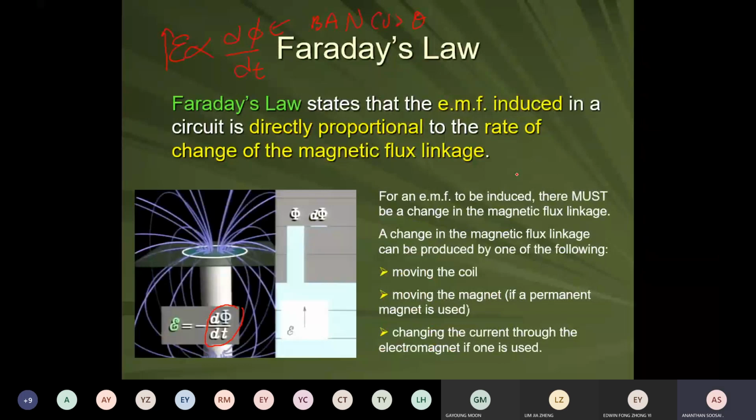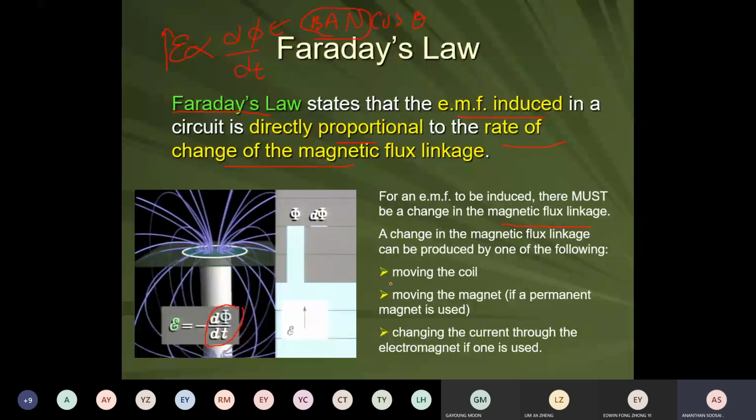So that's Faraday's law. Faraday's law states that the EMF induced is directly proportional to the rate of changes of magnetic flux. So now the question is, for an EMF induced, there must be a change in magnetic flux. The BAN value must change. A change of magnetic flux linkage can be produced by one of the following. How can you change the flux so that you get EMF?